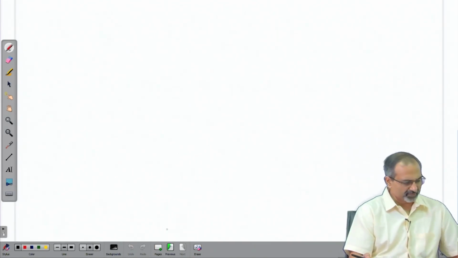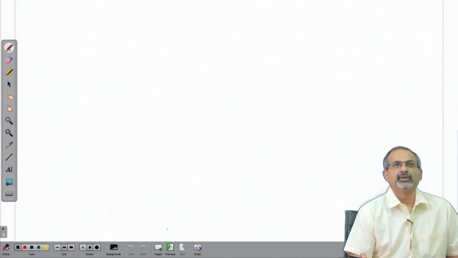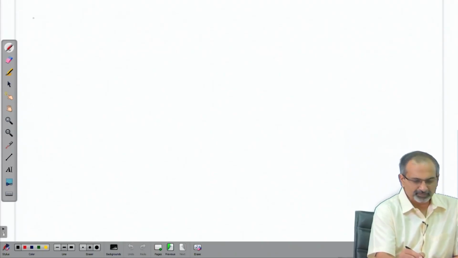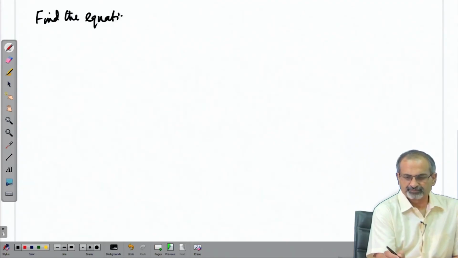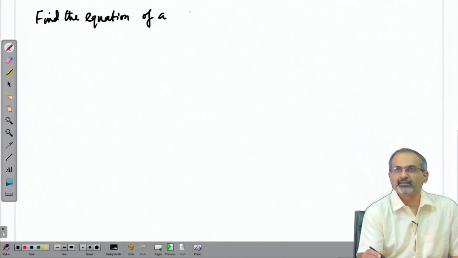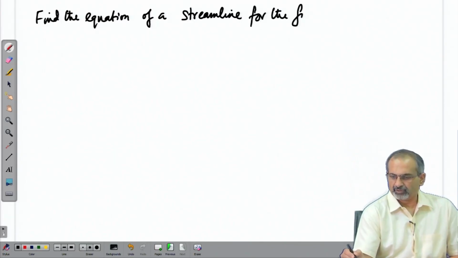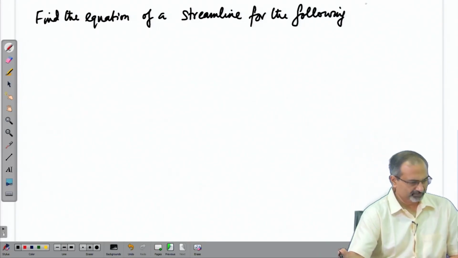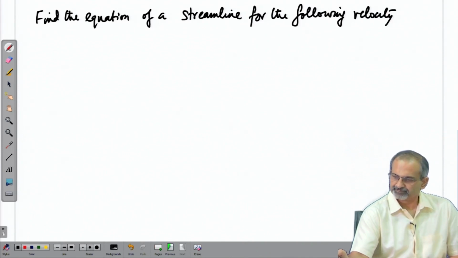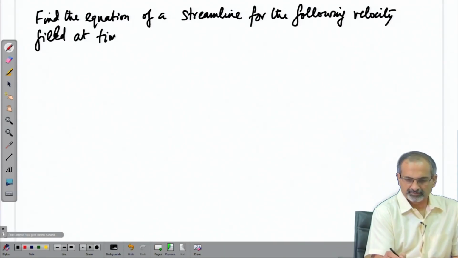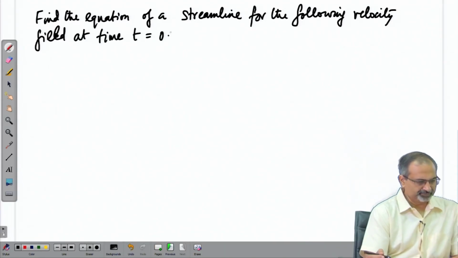Let us keep these concepts in mind, and as we proceed further, we will keep recalling these ideas. Now, let us try to look at a simple problem. We will try to find the equation of a streamline for the following velocity field at time t equal to 0.